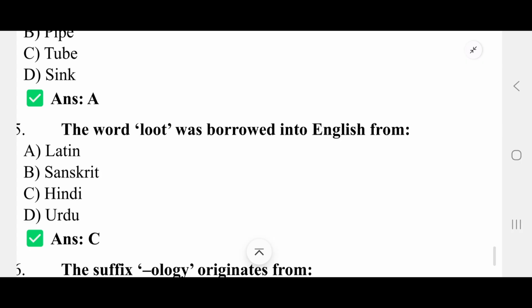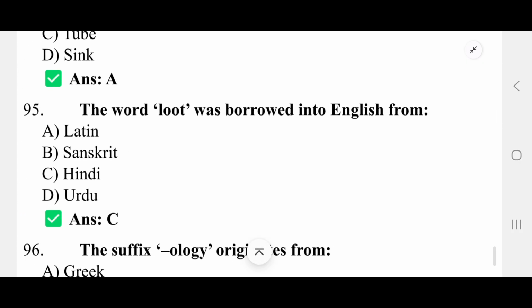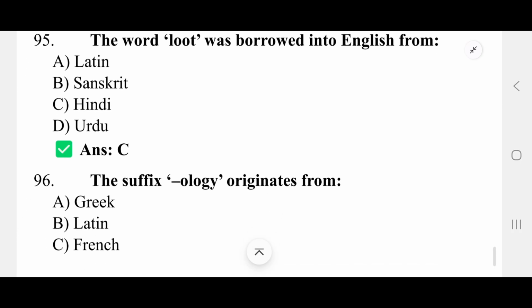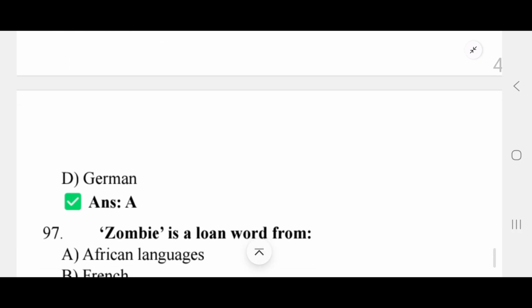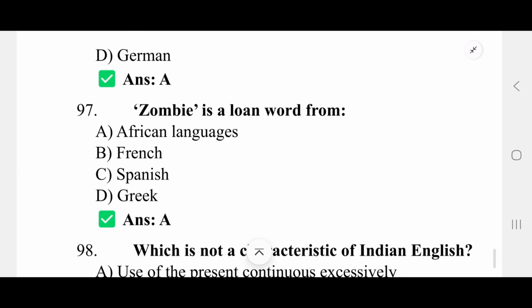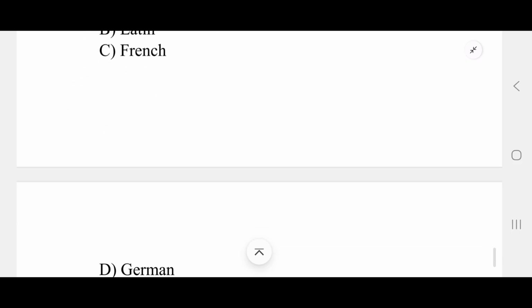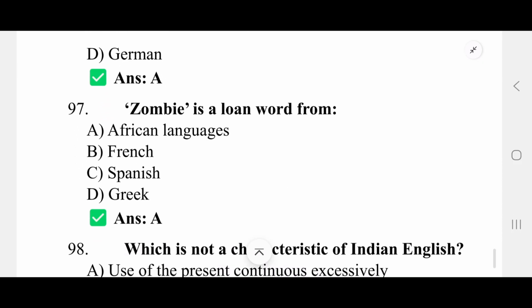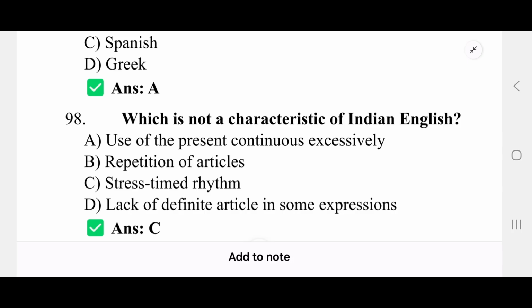The word lute was borrowed into English from Latin, Sanskrit, Hindi, Urdu. Hindi, lute. The suffix -ology originates from Greek, Latin, French, German. So Greek, okay. Psychology, physiology, like that, there are so many words that end with -ology. Right? Zombie is a loan word from African languages, French, Spanish, Greek. So option A is the right answer.